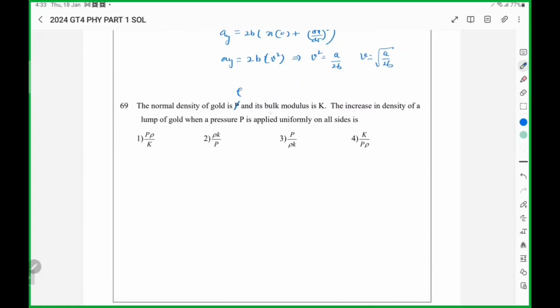Normal density of gold is this. So applied force here is, so P, bulk modulus, minus delta P by delta V by V. Here pressure applied, delta P is small when pressure is applied, that is capital P. So K here is this.